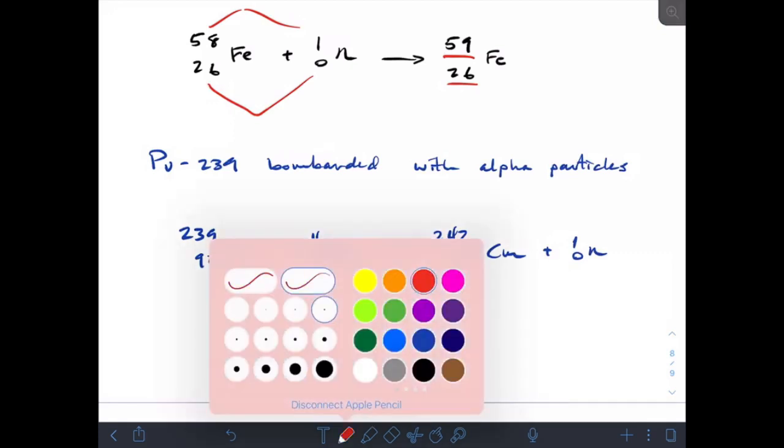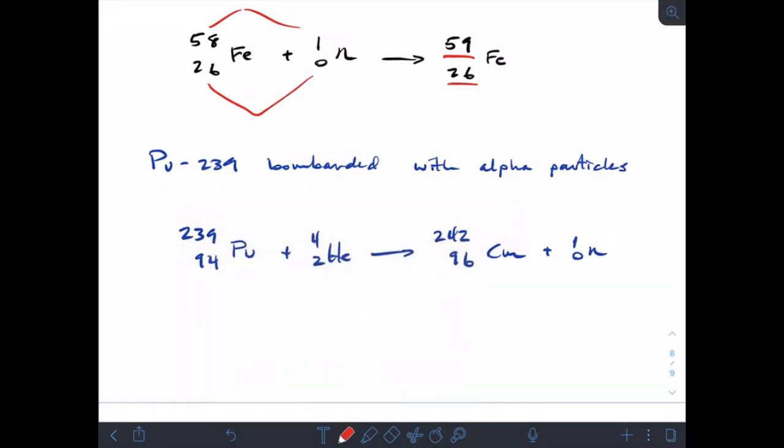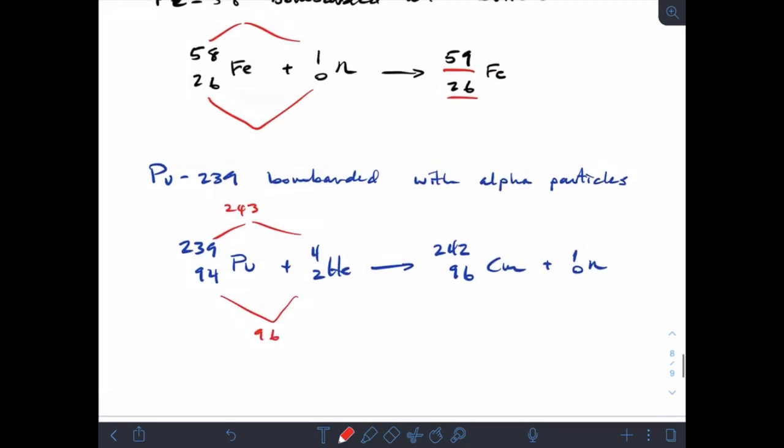Okay, so let's see. 239 plus 4 should equal 243. 94 plus 2 should equal 96. So look on the right side of my equation. 242 plus 1 equals 243. So my mass numbers match on right and left. And 96 plus 0, my atomic numbers match right and left. Okay, so all these things have to be balanced.